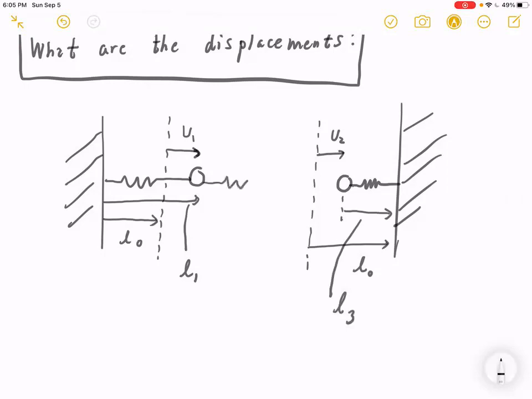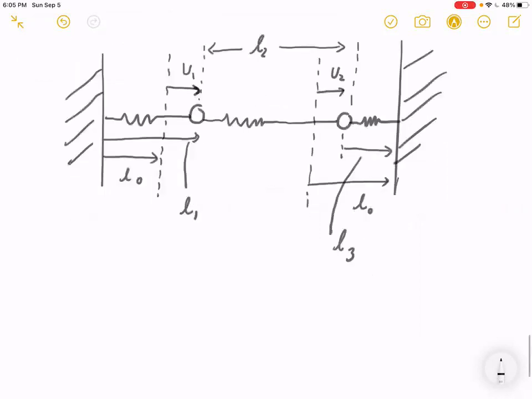Finally, there's a second spring that connects the two masses. And the second spring is going to have a distance, which I'm going to call L sub 2. So L sub 2 is just the separation distance between these two masses. So L naught is an equilibrium position.